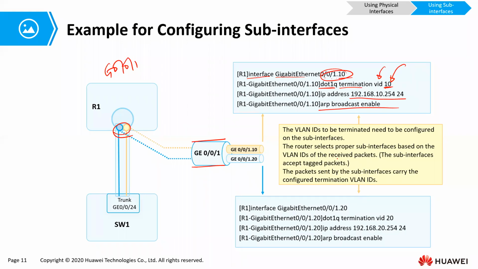Are we together? That enables the sub-interface to forward broadcast packets. That is what we do by enabling ARP broadcast. And then on the same router, we are going to create another sub-interface and also enable dot1q termination for VLAN ID 10. This means it will add or remove that VLAN tag depending on the direction of the packet. And then we specify the IP address and also allow it to forward broadcasts. Once we are done with that, everything will happen like magic. Are we together?